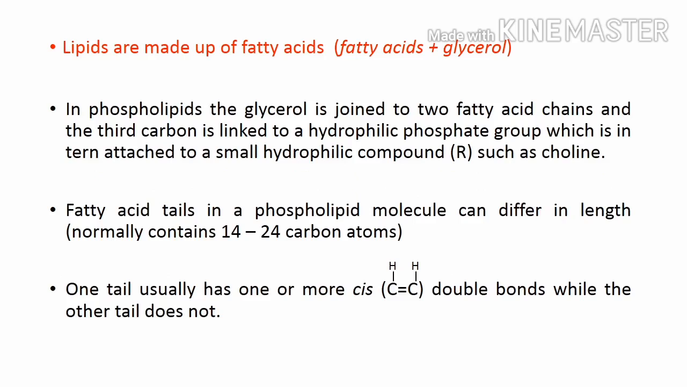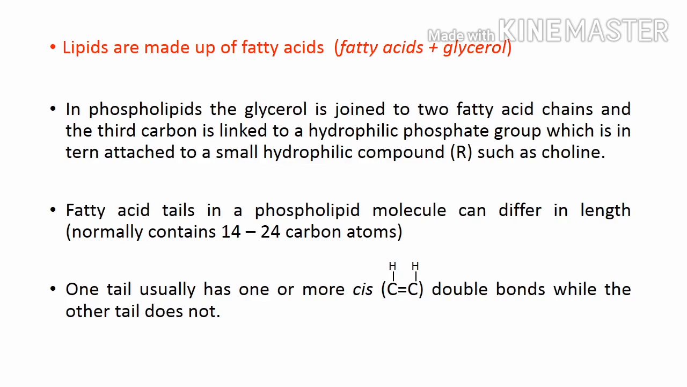As we have already discussed, lipids are made up of fatty acids, that is fatty acids plus glycerol, and when phosphate is also added, then it forms a phospholipid, and a phospholipid has one hydrophilic head and two hydrophobic tails. Fatty acid tails in a phospholipid molecule can differ in length, and normally fatty acid chains of 14 to 24 carbon atoms are present in a phospholipid molecule.